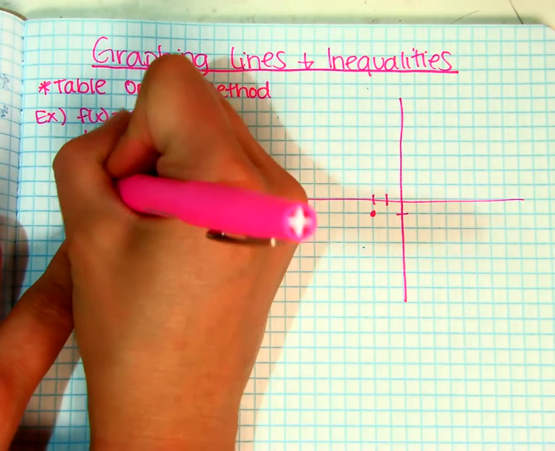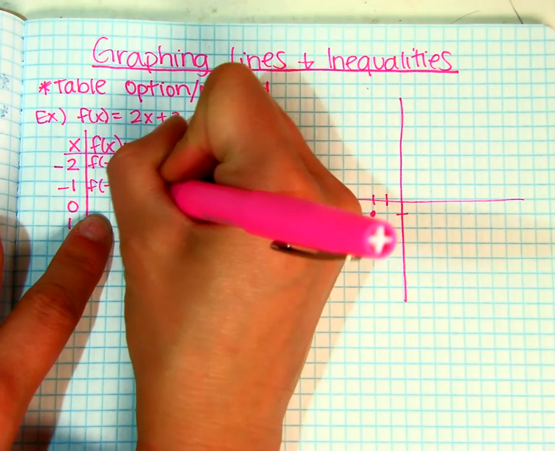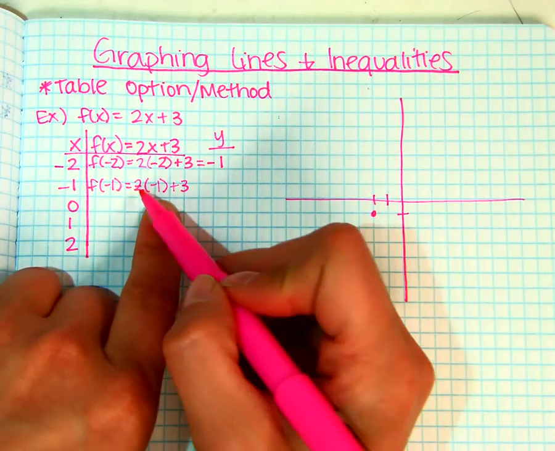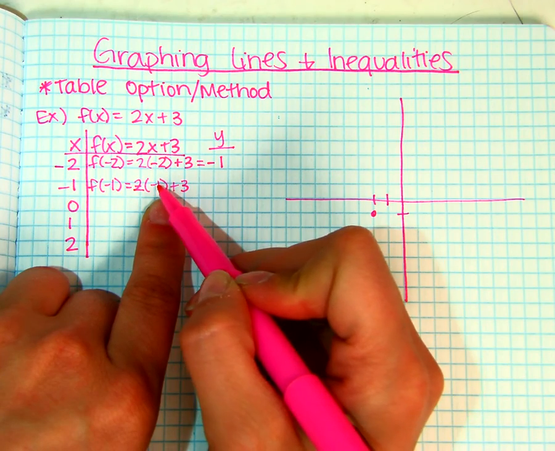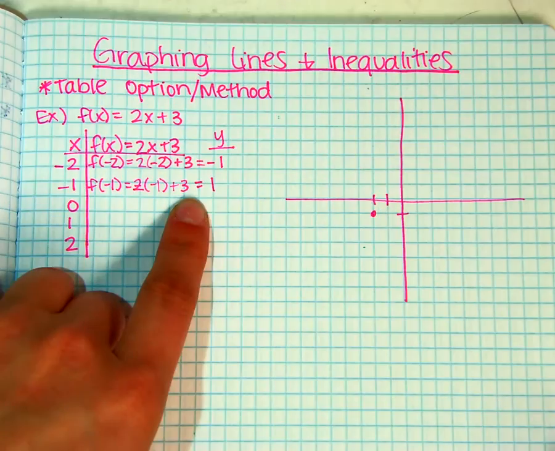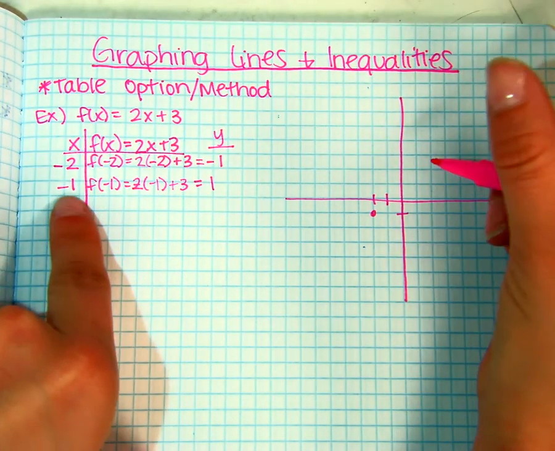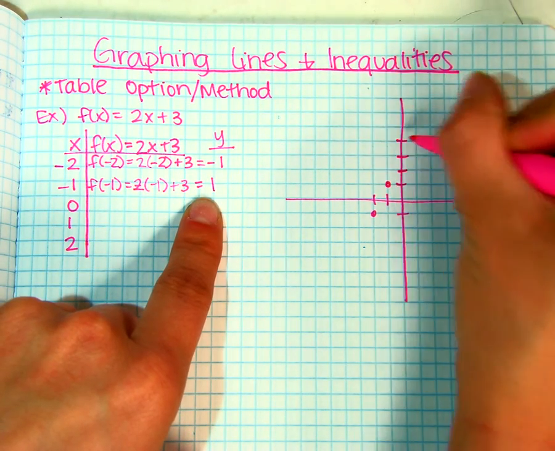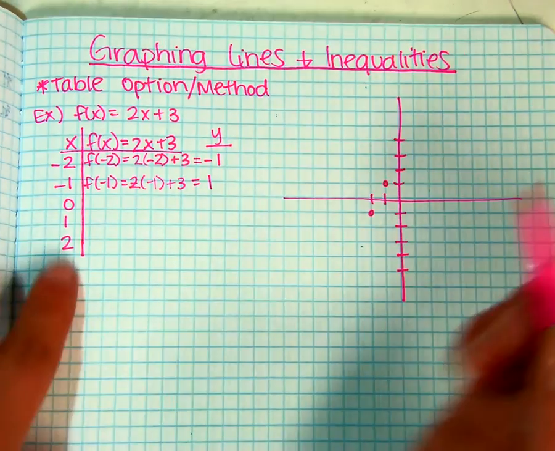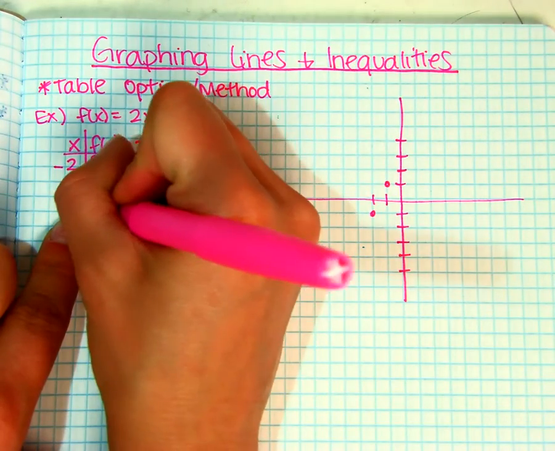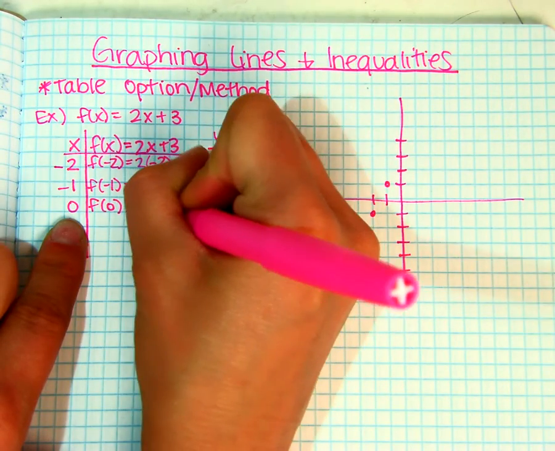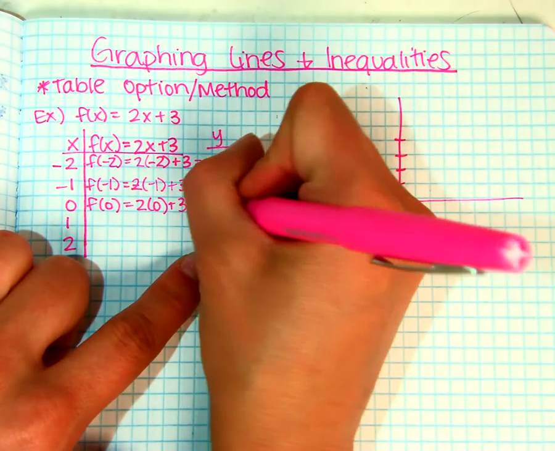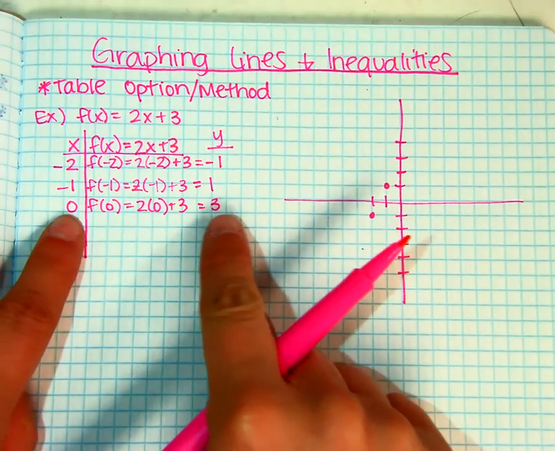If I evaluate f of -1, then 2 times -1 plus 3 when I insert my input. 2 times -1 is -2, plus 3, I get +1. So now I'm going to plot the point -1 x, +1 y. Now we need to evaluate f of 0. So 2 times 0 plus 3. Anything times 0 is 0. So 0 plus 3 is just 3. So I'm plotting the point 0, 3.